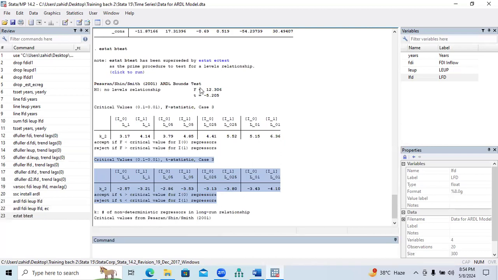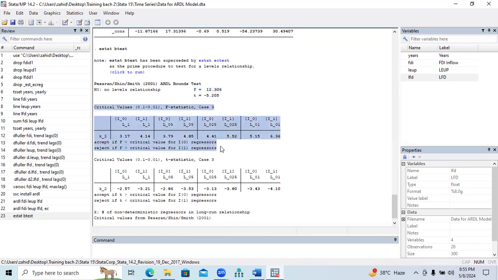So always remember that you can take any decision criteria, you can take your decision based on F statistics and based on T statistics. If you are considering the F statistics, then your decision is based on the first part of this table. But if your decision is basically considered on T statistic, then you can take the decision on the second part. So let's suppose we consider the F statistic criteria based on the first part. Here you can see I0 and I1. So I0 means lower bound and I1 means the upper bound.